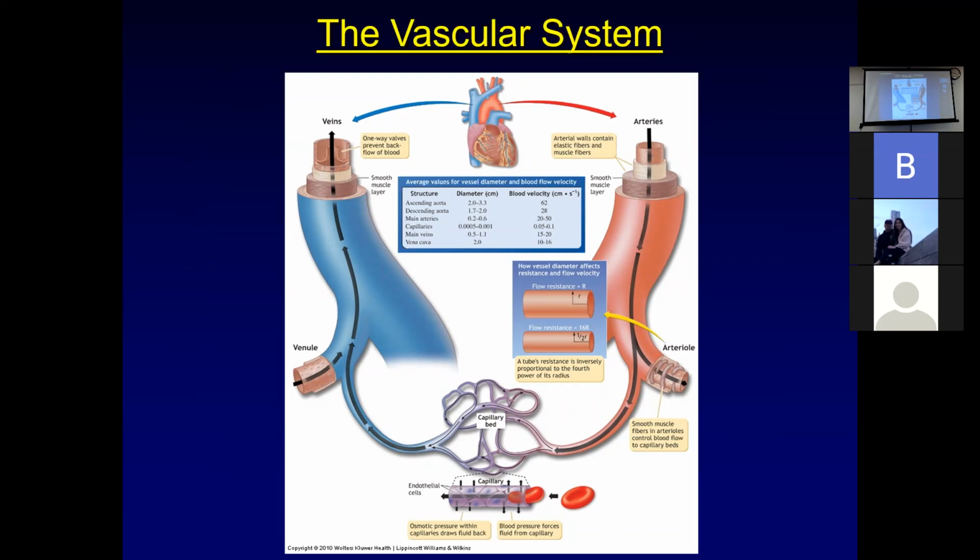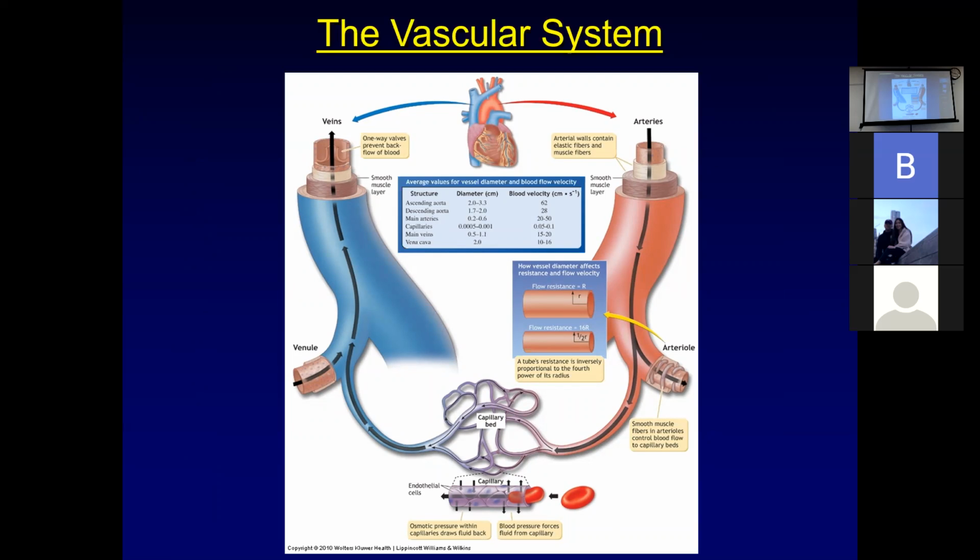Arteries carry blood away from the heart. Arteries are large blood vessels that carry blood away from the heart. They have some specialized structures. They're surrounded by smooth muscle, which allows them to vasoconstrict or vasodilate, so they can get bigger or smaller. They're very stretchy.